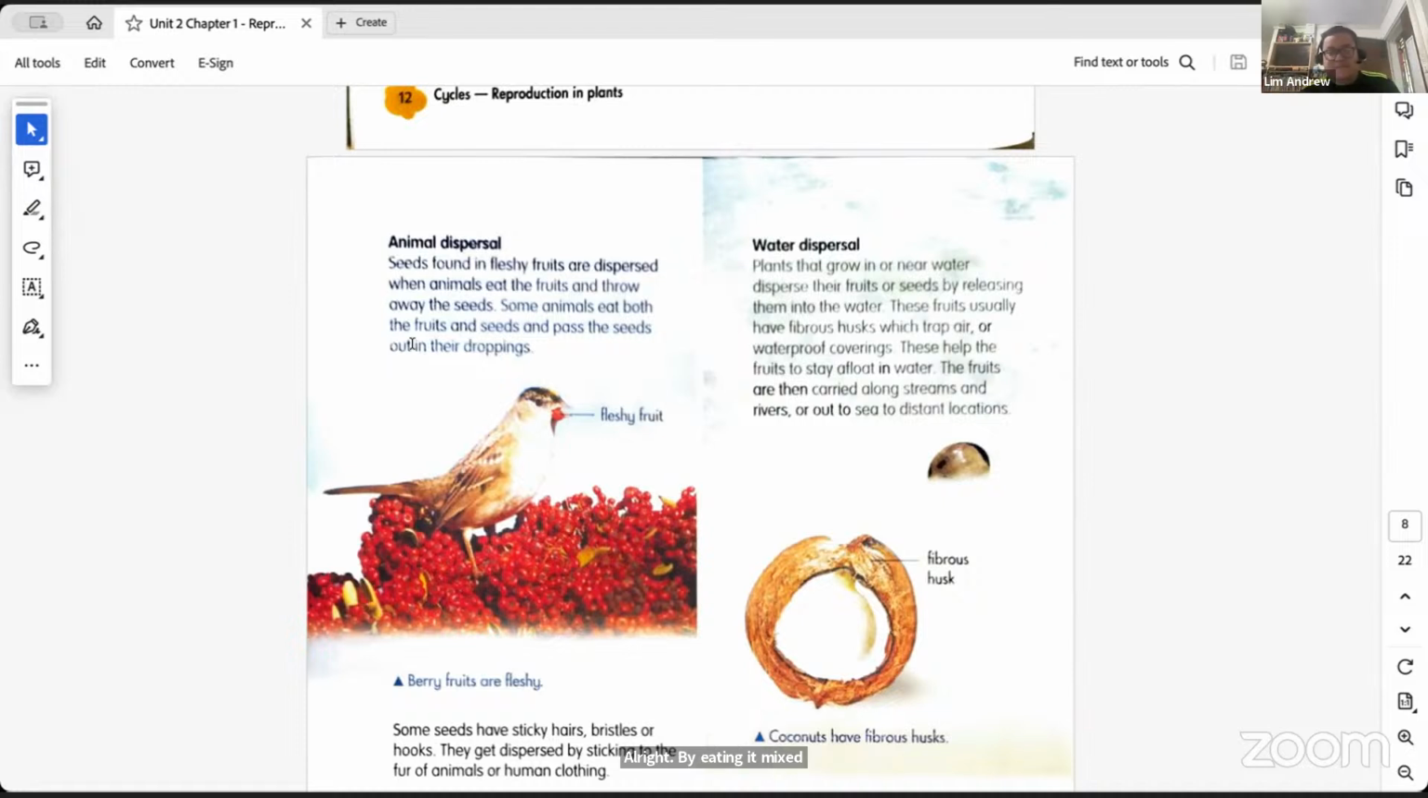Next up, water. How does water help the plants to disperse their seeds? Well, some plants, like the coconut, grow in or very near water. So when the coconut drops from the tree into the water, the water will basically carry the coconut to a new place, a new location for the coconut to grow. That's how water helps some plants in dispersing their seeds.